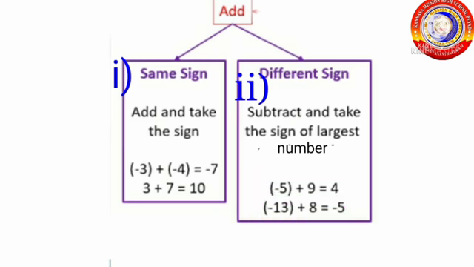Next one, minus 13 plus 8. Here the numbers are of different sign, so subtract the numbers. 13 minus 8 is 5. Then put the sign of 13, that is minus 5. So minus 13 plus 8 is equal to minus 5. Next, we have to do some problems from the textbook page number 196.